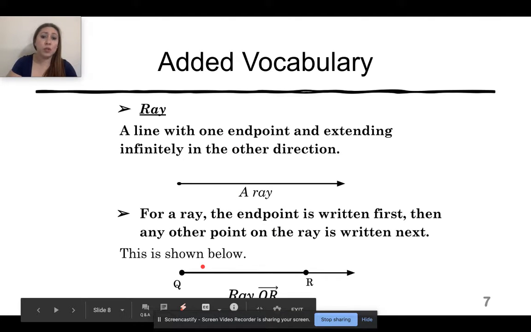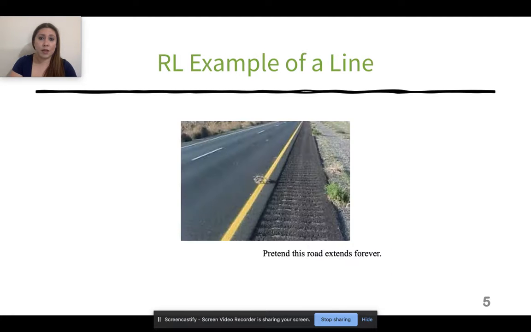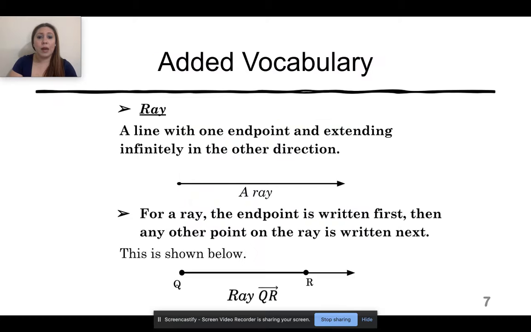Additional vocabulary. This vocabulary is not on the sheet that I gave you guys. Same thing with the examples. These examples and the additional vocabulary should be written down on a separate sheet. Make sure that you left space to glue in that first sheet of notes, and then this will be on the next page.